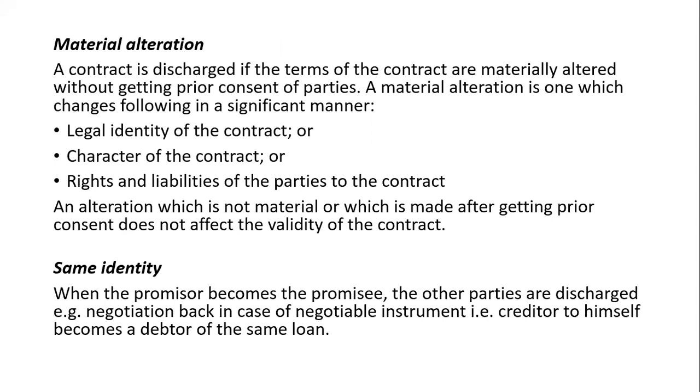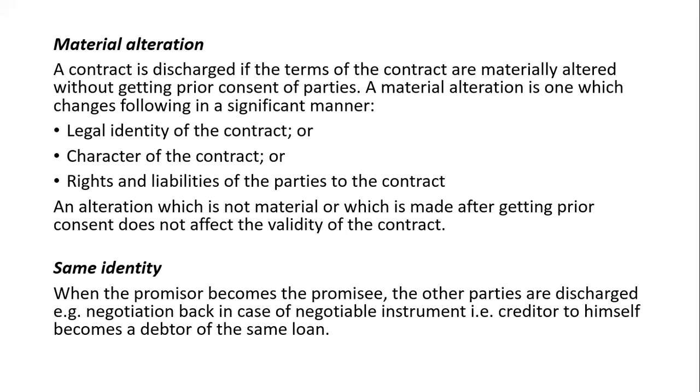Now, material alteration. Material alteration is something very different. In material alteration, a contract is discharged if the terms of the contract are materially altered without getting prior consent of the parties. A material alteration is one which changes, in a significant manner, the legal identity, the character of the contract, or the rights and liabilities under the contract. So an alteration which is not material, or which is made after getting prior consent, does not affect the validity of the contract. It is a very important point. If there is a material alteration with consent, then there will be no issue in the validity of the contract. But if there is no consent and there is a material alteration, then it will constitute a discharge from the contract.